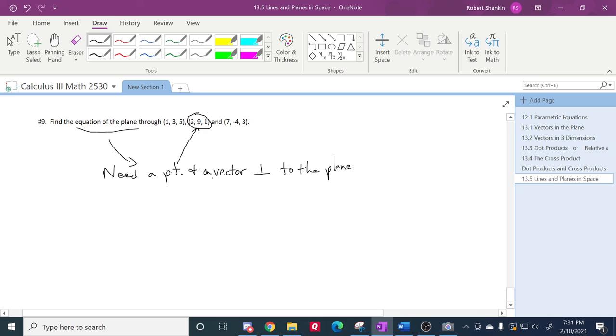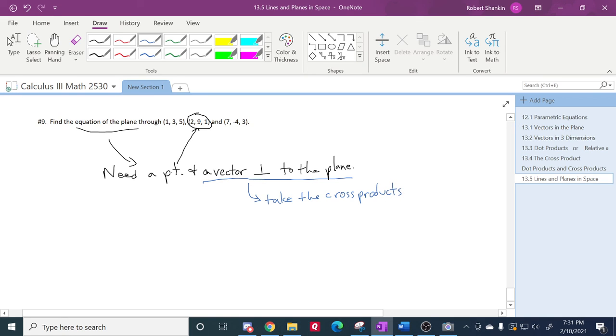Now I need a vector perpendicular to the plane. How in the world am I going to get this? A vector perpendicular to the plane. Anybody have any ideas? You could just take the cross product of two vectors, and it doesn't really matter what the magnitude is, but the vector you get when you take the determinant would be perpendicular. Take the cross product.